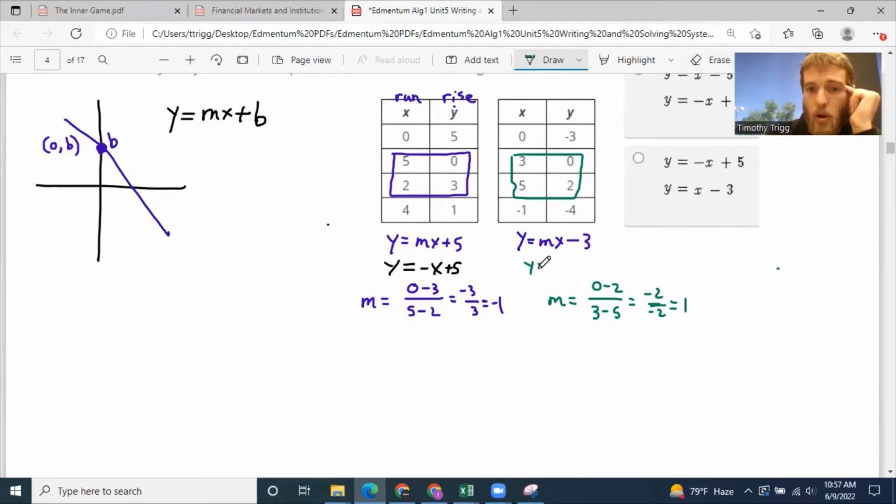Well, that gives us our equation. y equals 1x. Well, we don't need the 1 there. Just put x minus 3.